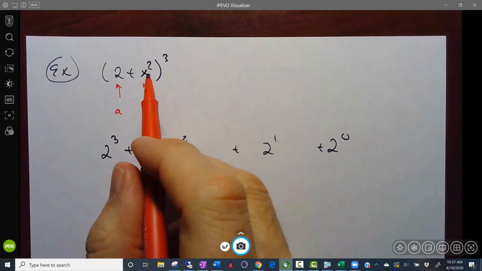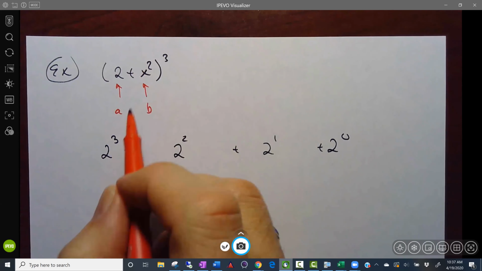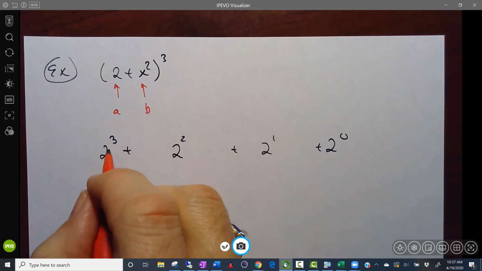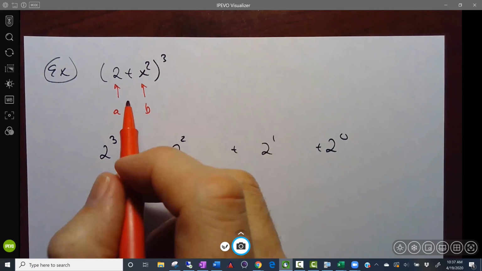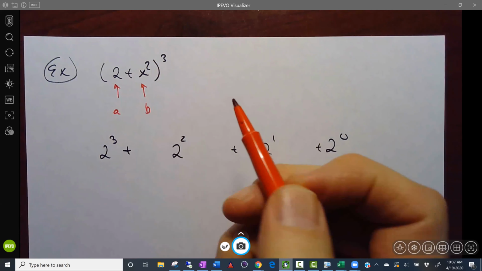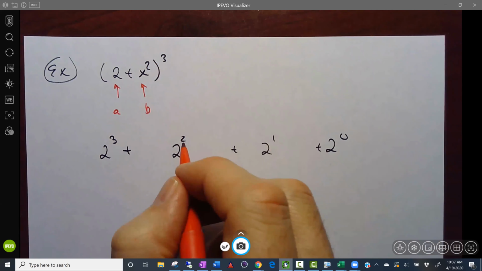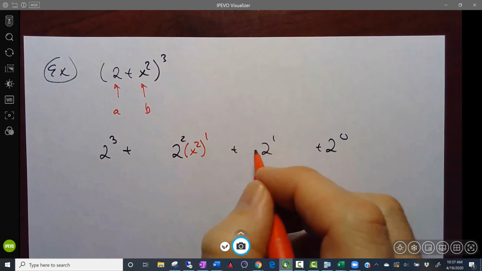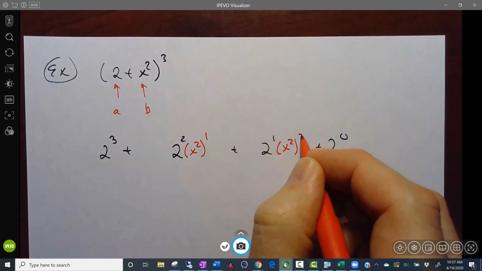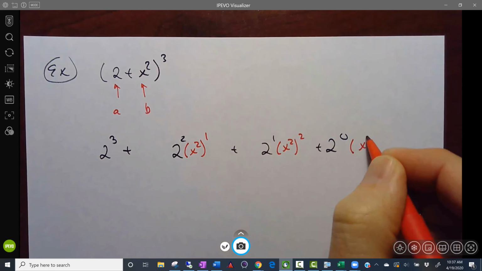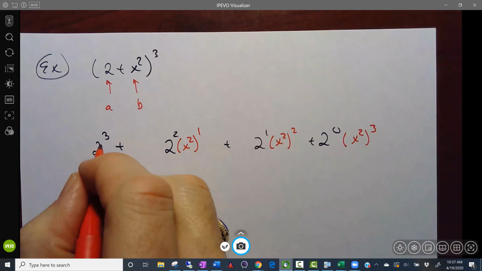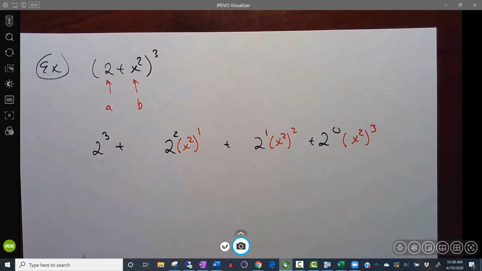I didn't really leave myself any room here for x squared to the 0 power. Yeah, I guess I could squeeze it in here, but I don't want to. Anything to the 0 power is just going to be 1. So I'll pick it up here with x squared to the first power, and then x squared to the second power, and finally x squared cubed. And technically there's an x squared to the 0 power, but that's just going to be a 1.